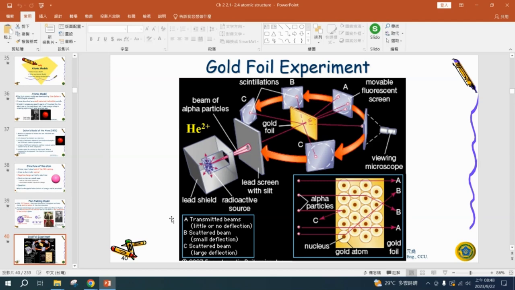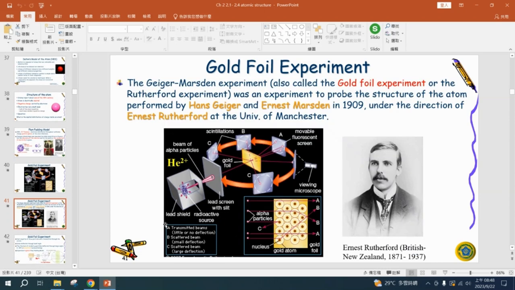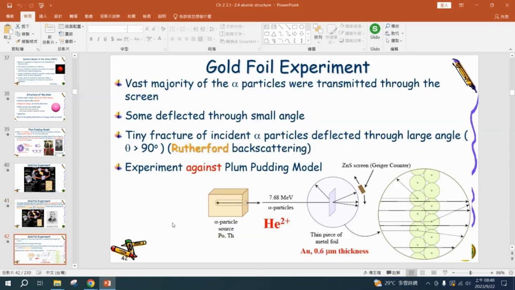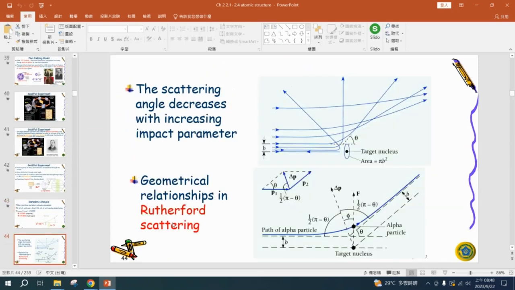So in order to prove whether this is correct or not, the gold foil experiment was conducted, and we realized the Plum-Pudding model is not correct, right? The gold foil experiment was done by Geiger and Marsden. We also call this the Geiger-Marsden experiment, or, since it was supervised by Rutherford, the Rutherford experiment. And I hope you all understand.